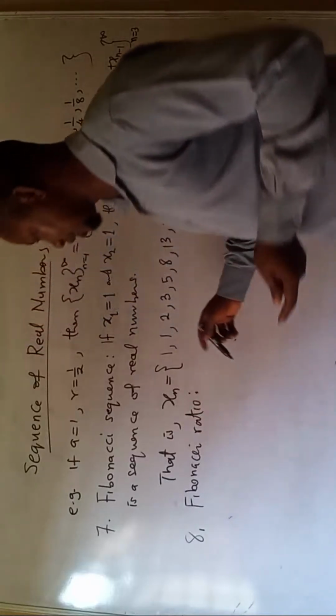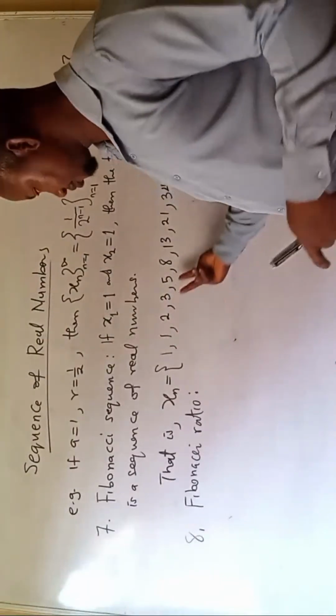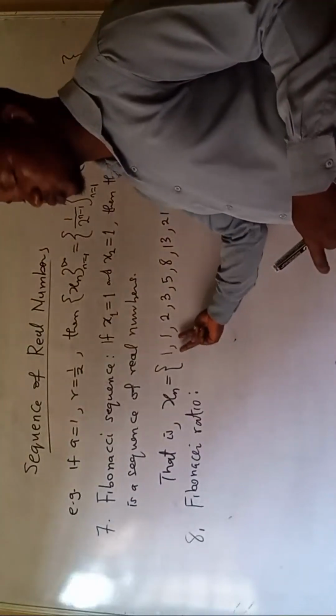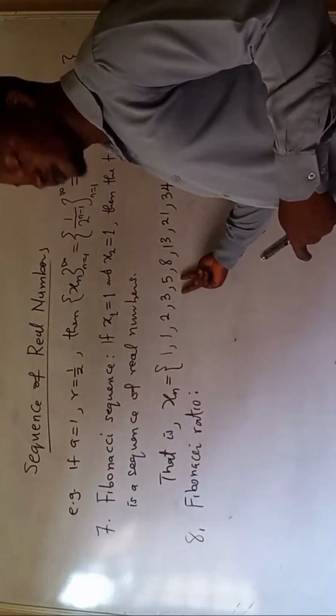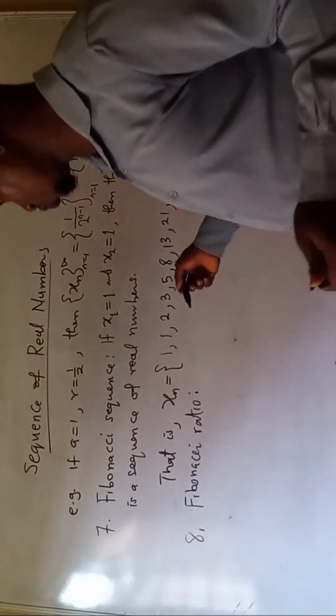Okay, and we can only get this by taking the ratio of two successive terms here. That is, I will take the first two numbers here and take the ratio of this, take the ratio of this, and do that again till infinity. So we'll do that.